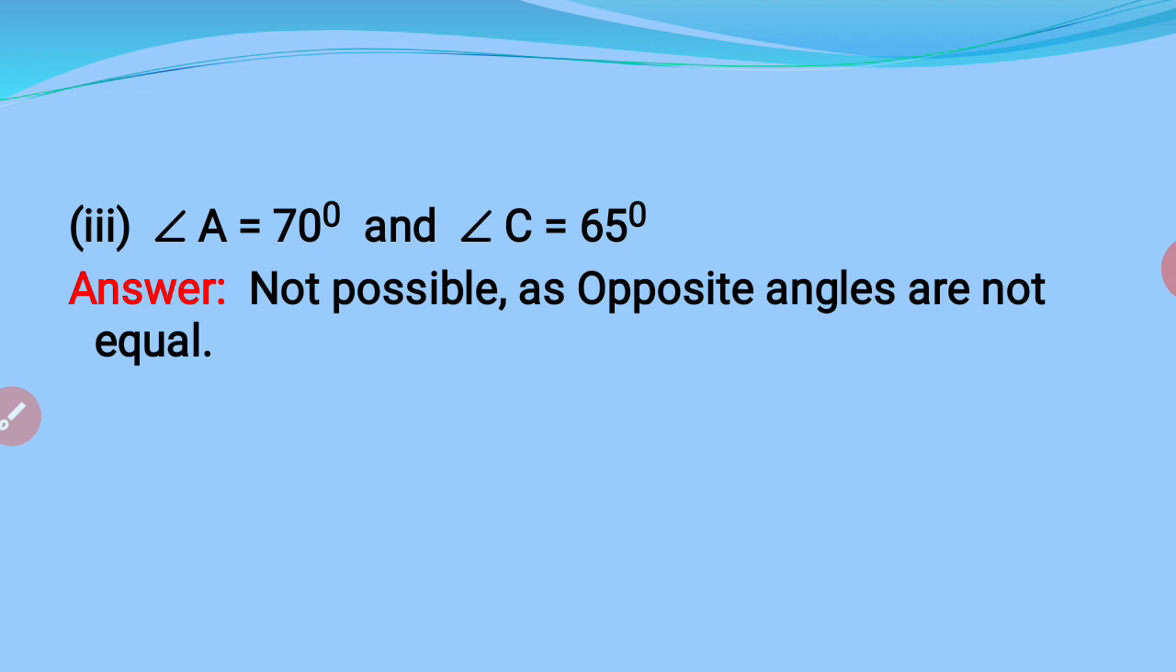Third sub question goes as angle A equal to 70 degrees and angle C equal to 65 degrees. If you visualize the parallelogram ABCD, you will understand that angle A and angle C are opposite angles and we know that they have to be equal for any parallelogram. But here they are not given to be equal, so we say that it is not possible to have such a parallelogram because the opposite angles are not at all equal.